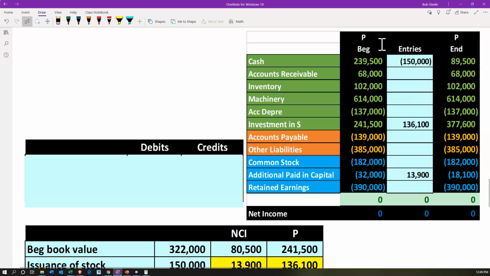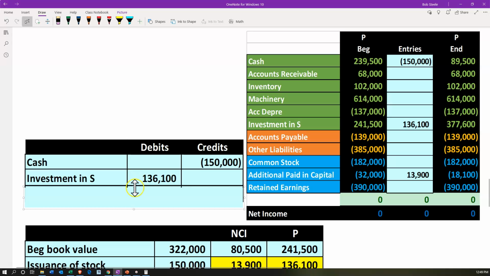This is the parent's books before we have the issuance of stock. This one's going to be a little bit more unusual. So we're going to say, well, P paid cash. I'm going to put that first because cash is cash. So cash went down by the 150,000. Then we have the investment.